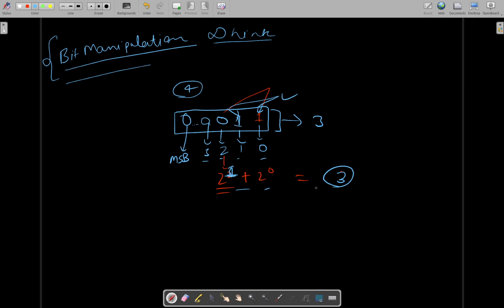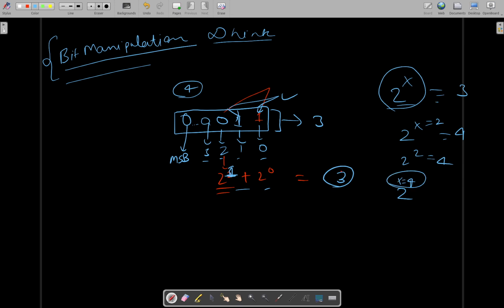Or in more generic terms, you can say there is no integer x which can lead you to 2 raised to power x. But for 4 there is an integer x which is equal to 2: 2 raised to power 2 is 4. Similarly for 16, 2 raised to power 4, x is 4 here. So x is an integer, but for 3 it cannot be the case. So that's why 3 is not a power of 2. And if we see in terms of binary, it will be having more than one set bit.